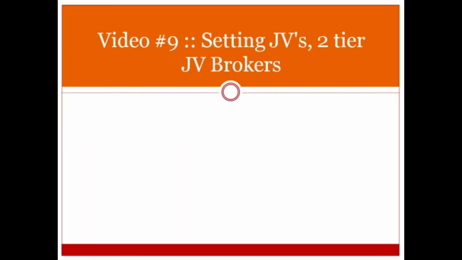Hello and welcome to video number 9. In this specific video, you're going to learn how to set up JVs, two-tier JV brokers for profit sharing, so that you can ensure that, let's say for example, you have 2 other business partners and you want to set it up so that every time somebody purchases your product, they are paid at the point of sale.